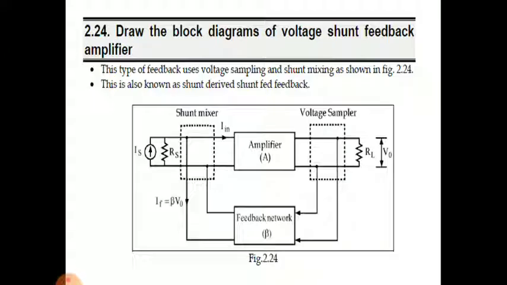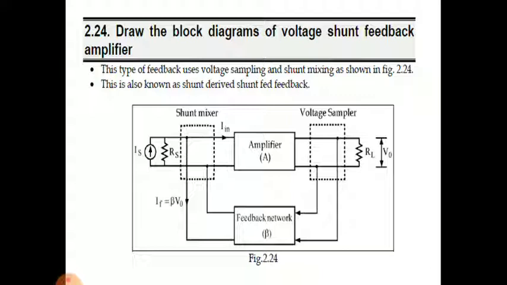Next is the voltage shunt feedback amplifier. This type of feedback uses voltage sampling and shunt mixing. See the figure. In the figure we have shunt mixing. For the shunt mixing, we have represented the input as a current source.